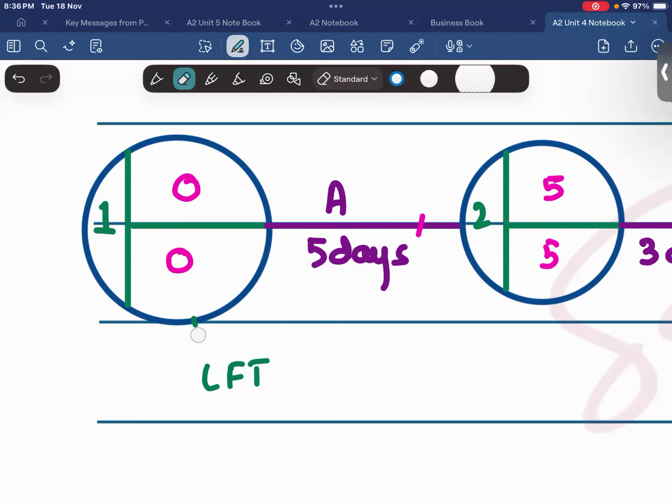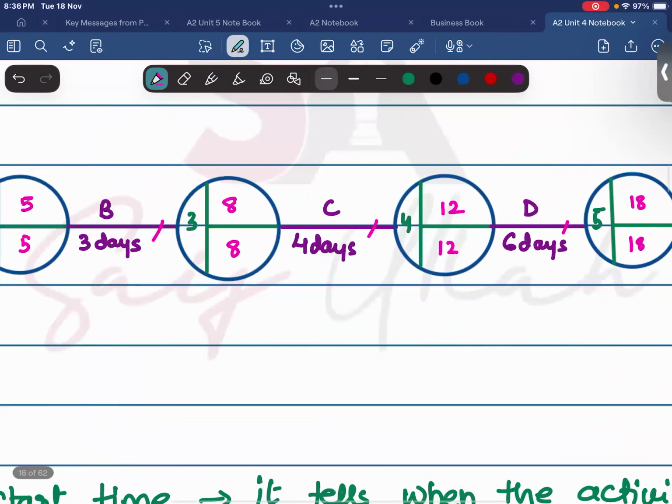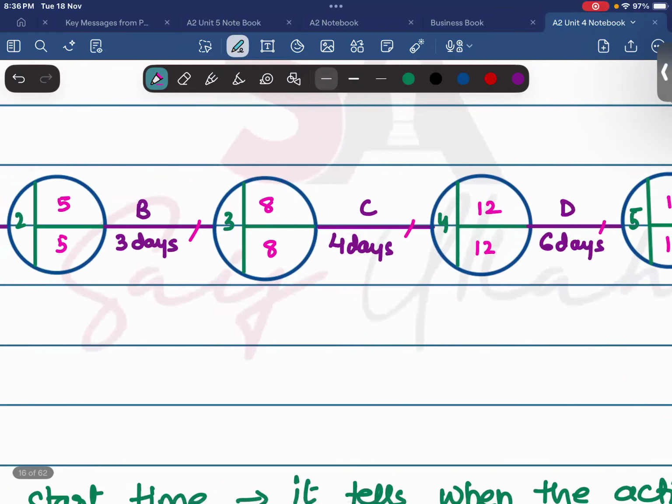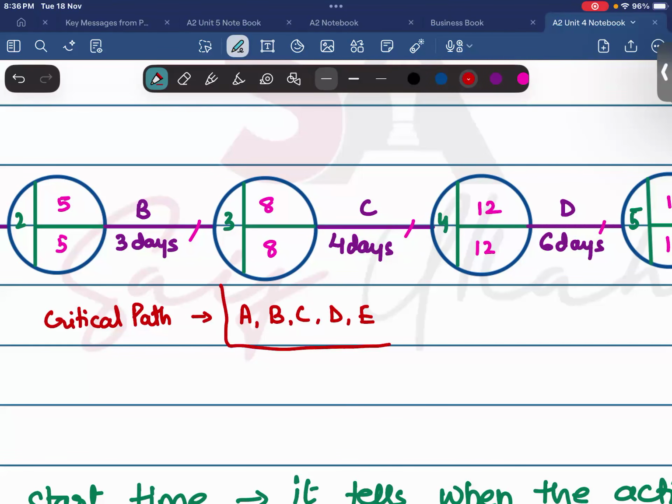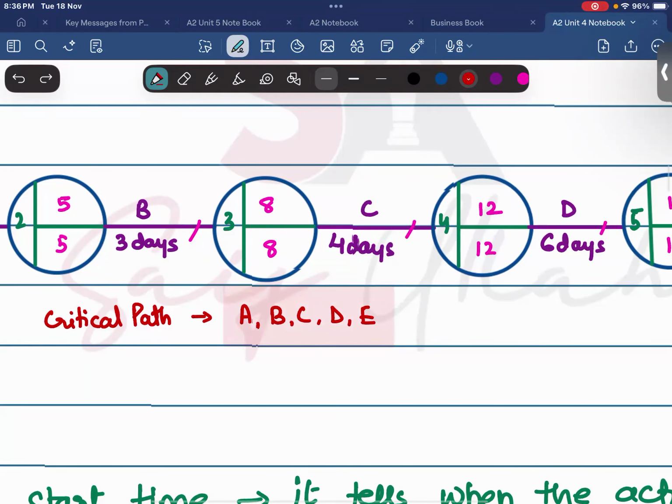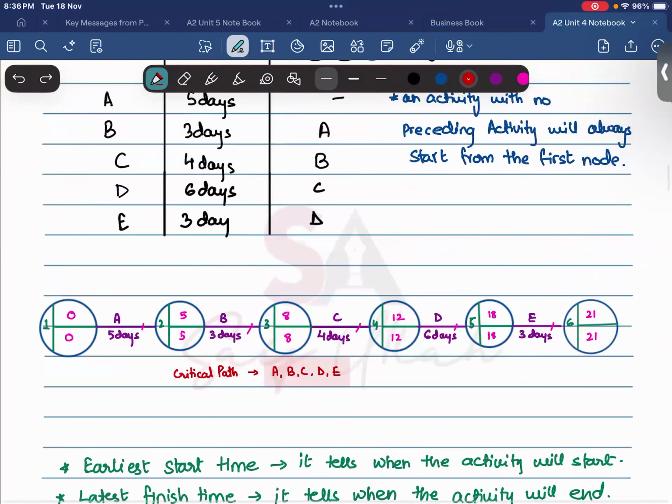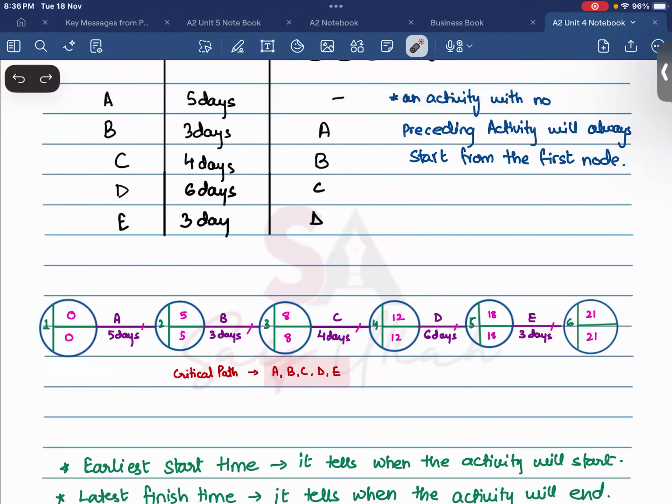So now why did we mark the activities? These activities that we marked are our critical activities. These activities are the critical path of the whole project. That is A, B, C, D, and E. This is the critical path of the whole project, which means that these activities cannot be delayed. All the activities in this project are critical, and not a single activity can be delayed.